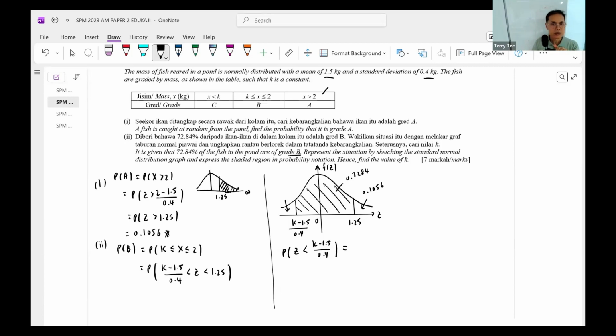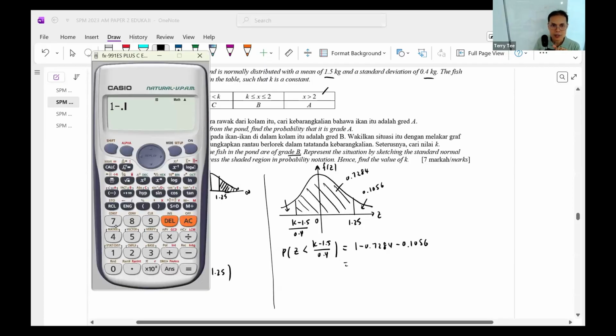How do you calculate this? We know total probability is what? Everybody, total probability is 1. So 1 minus 0.7284 minus 0.1056. Okay, let me calculate this first. 1 minus 0.7284 minus 0.1056. You should get 0.166.